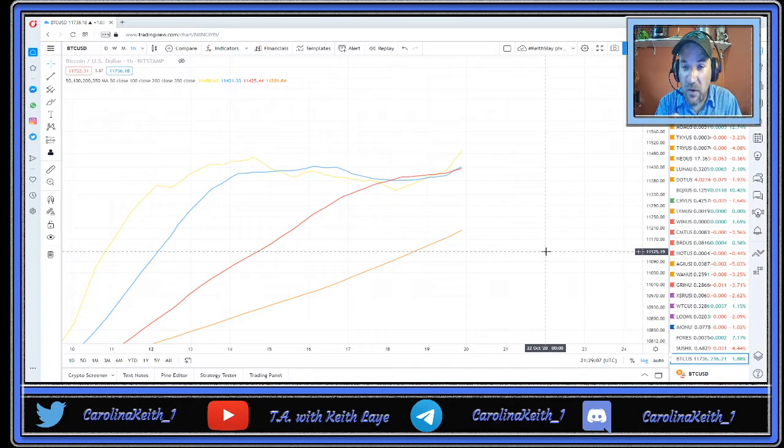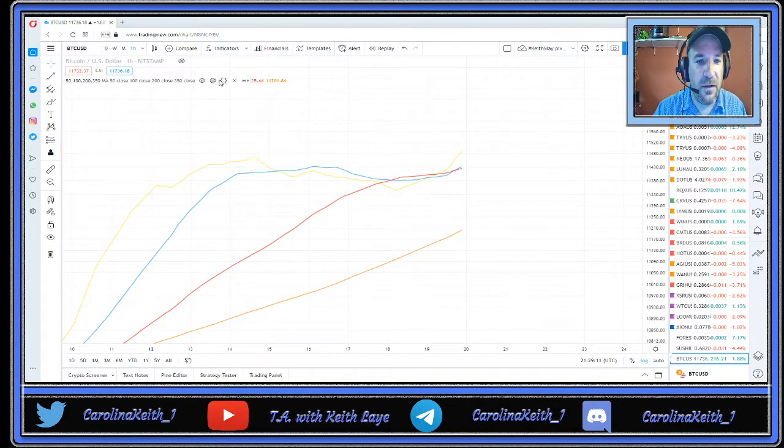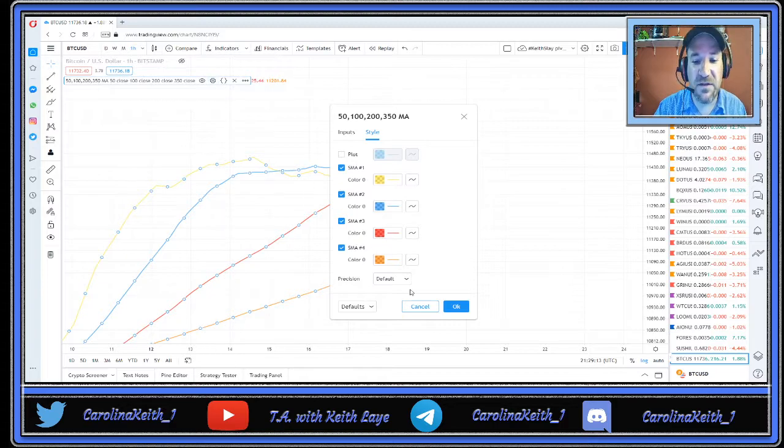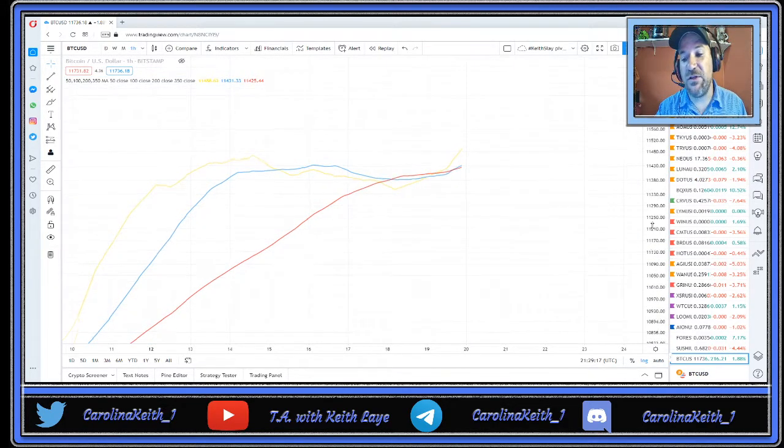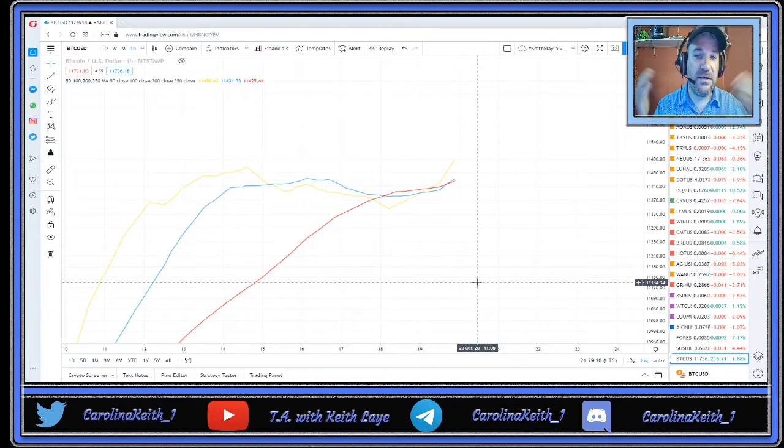So focusing on the 50, 100, and 200, let's just pay attention to those for now. I'll actually pull the 350 off so you can see it. There you go. You can change these colors if you'd like, but I'm going to tell you the standard is yellow, blue, red: 50, 100, 200. I kind of keep mine standard just because that's how I learned. It's up to you to change them if you'd like.